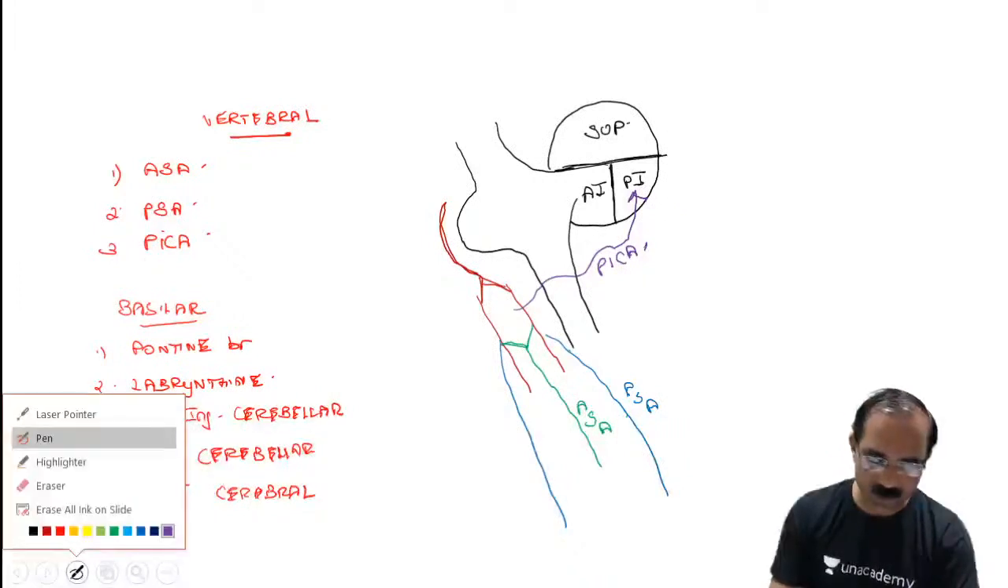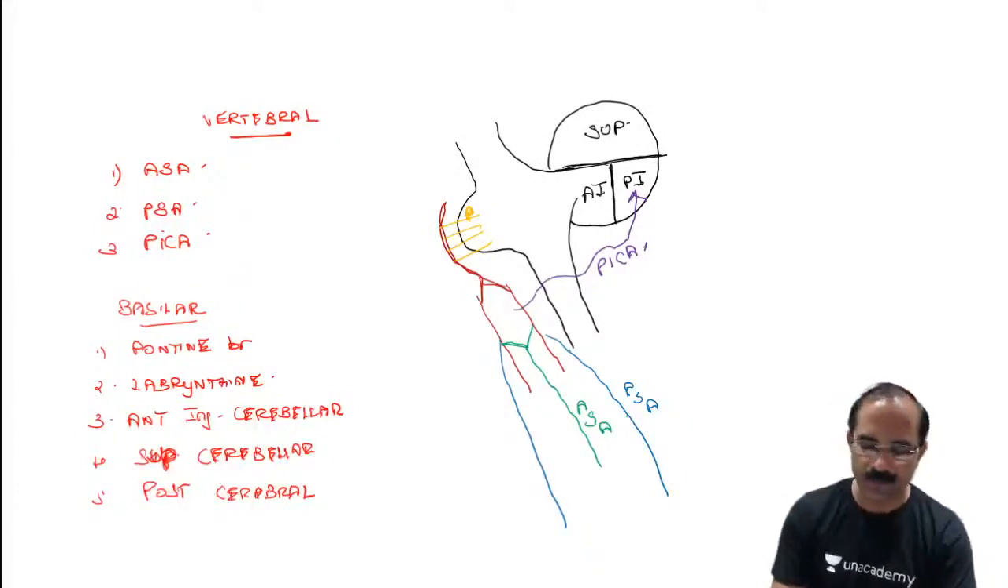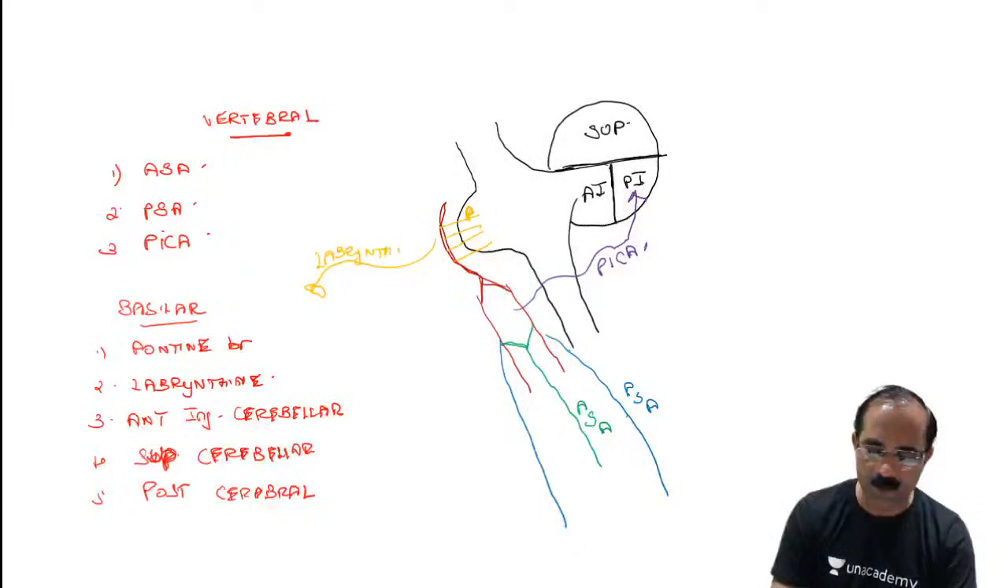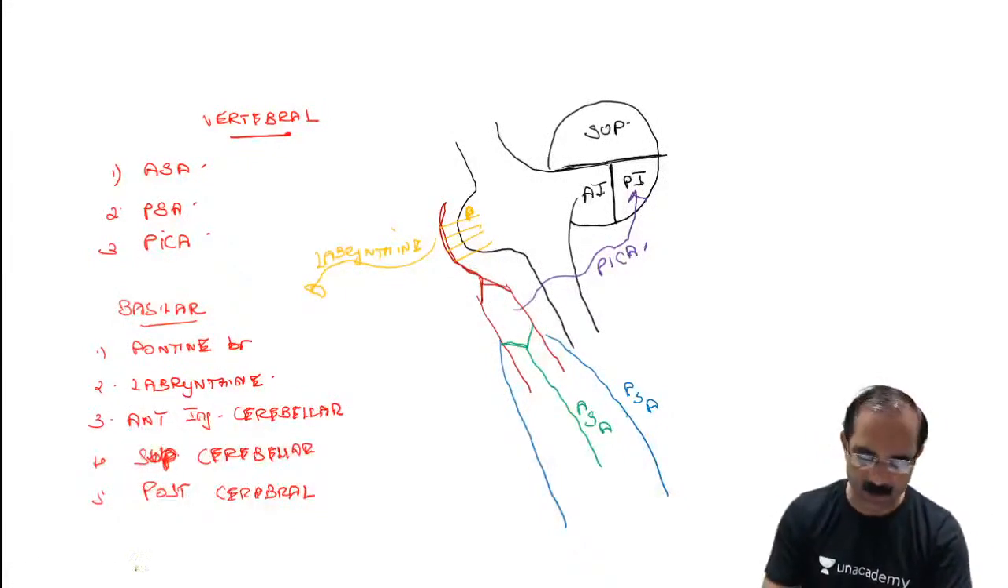What are the branches of basilar artery? The basilar artery gives branches to the pons. There are many branches by the name of pontine arteries. An artery which goes to the internal acoustic meatus, that's the labyrinthine artery.